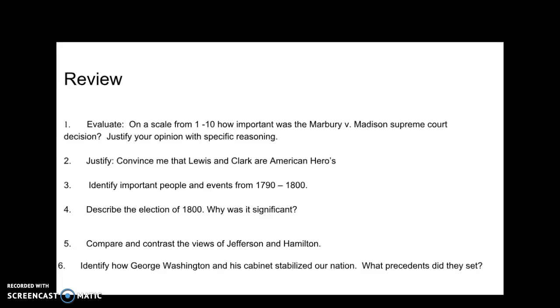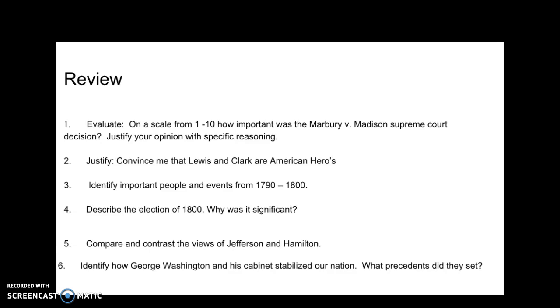Are Lewis and Clark American heroes? Well, that's for you to decide, but you need to argue it either way. But they definitely did a great exploration into unknown territory, and they found all kinds of new land and new creatures and met with Native Americans, and they documented it all, opening up the West. So you can decide for yourself on that one, but they definitely did a lot.